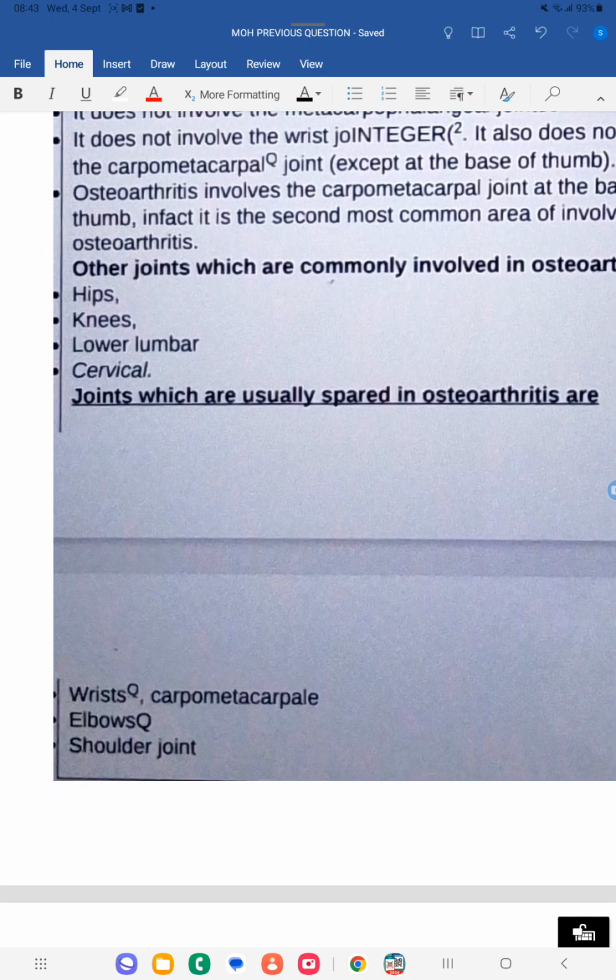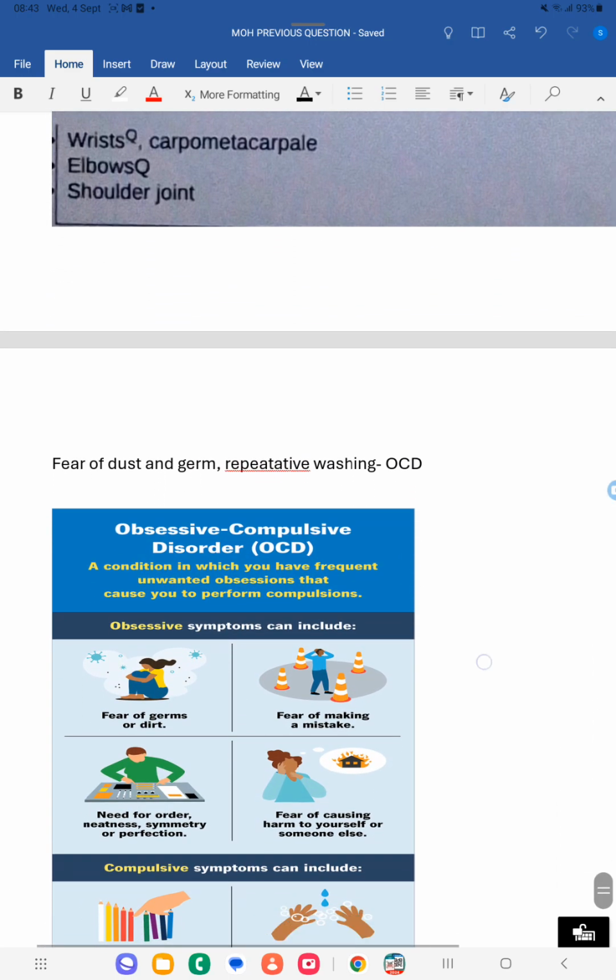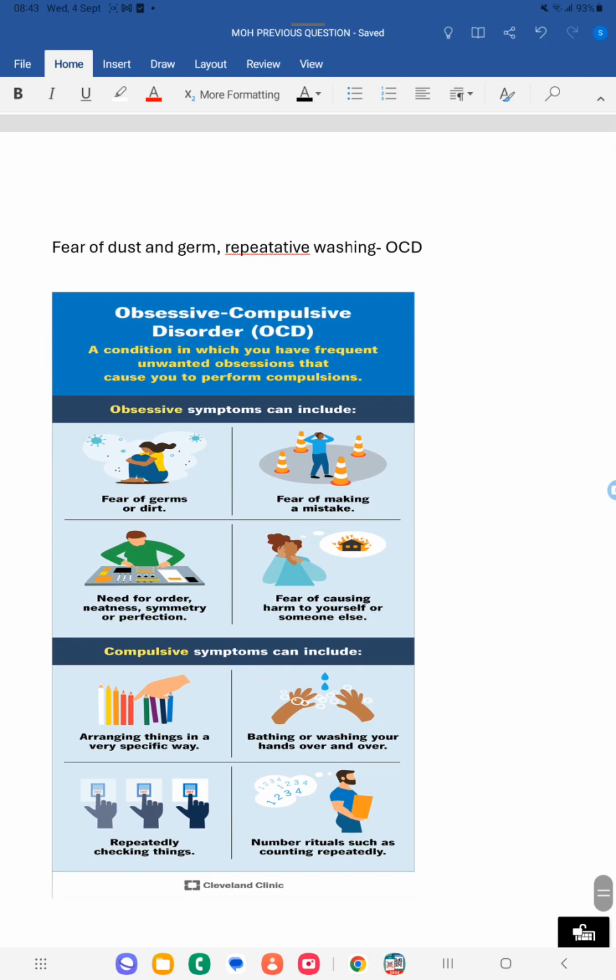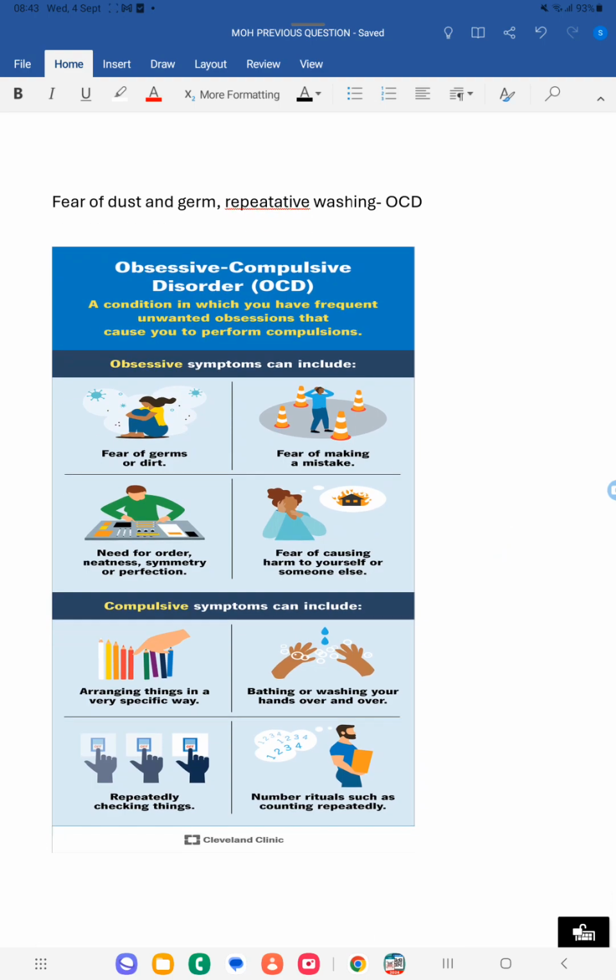Okay, so wrist joint, elbow, shoulder joint, carpometacarpal, these are all options, but afterwards only. So that's why the answer is carpometacarpal joint of the thumb. Then another question came: fear of dust and germs, and because of the repetitive washing. So such a type of question came. Then the answer is OCD.